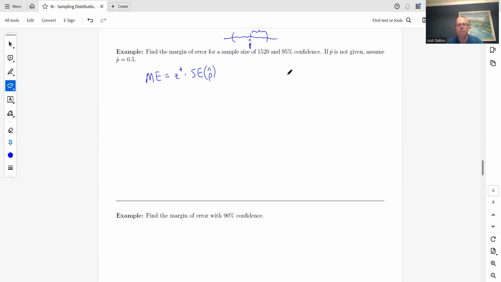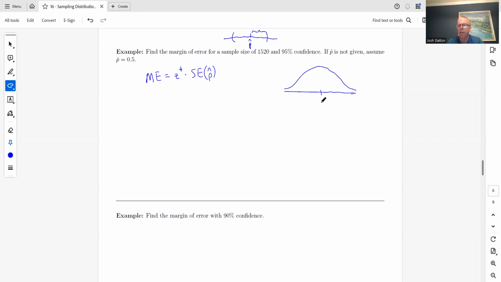So let's talk about Z star first. To find Z star, we're going to use the normal model. All of this is assuming that we are based around a normal model. Most of the time we're working with 95% confidence or 90% confidence. Every once in a while we'll see 99%, maybe 98%, maybe go down to 85%. But 95% and 90% are the most common ones, and you probably will do these enough that you'll memorize the Z star for those two. But it's good to know how to find it.